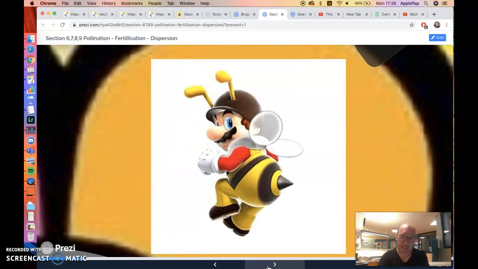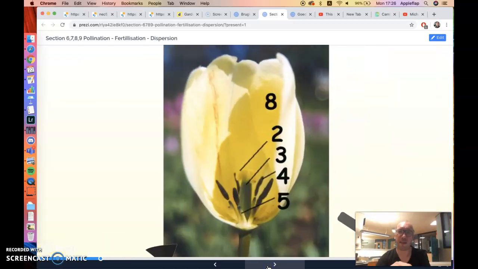Yes, it is insect pollinators. Not Bee Mario, of course, but it's an insect pollinator. What do we know about insect pollinators? These are the flowers you know, right? Tulips. Brightly colored, they smell good, they have nectar inside. So what can we tell about this?